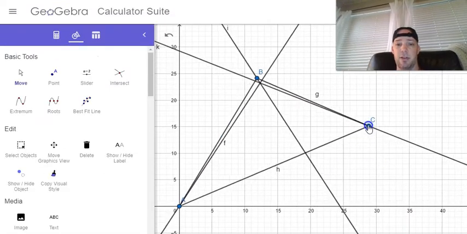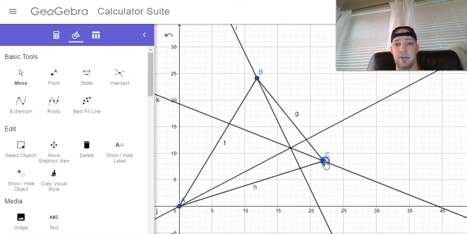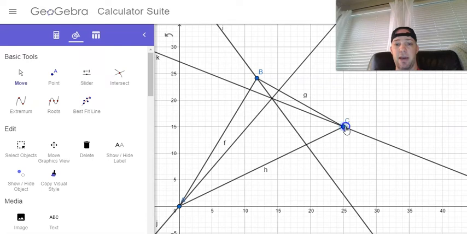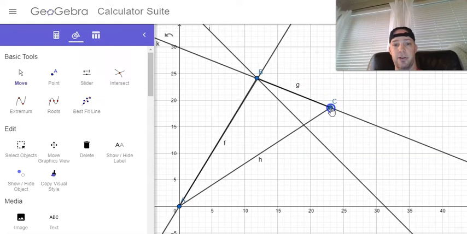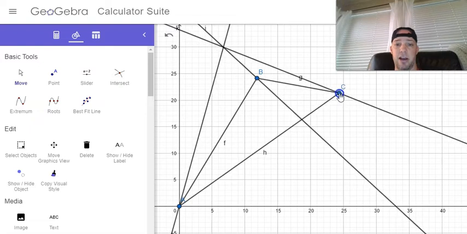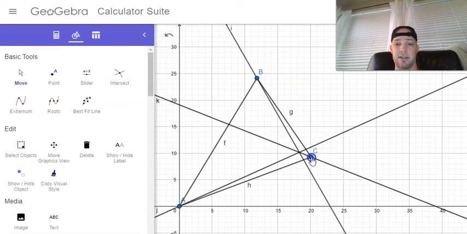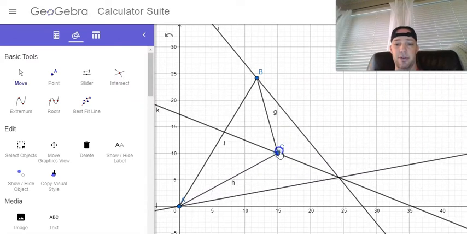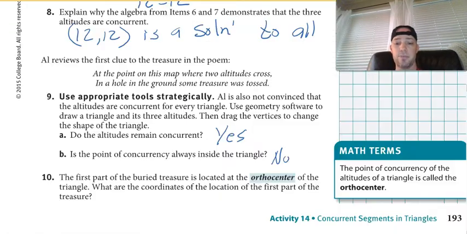Like if I move this, notice that right now angle B is an acute angle. If I make it close to a right angle here, it's more of a right angle, and the point is on the vertex. But as soon as I make it an obtuse triangle, so B is an obtuse angle, the point of concurrency is outside of the triangle. Same thing here: if I make C an obtuse angle, the point of concurrency moves outside of the triangle.